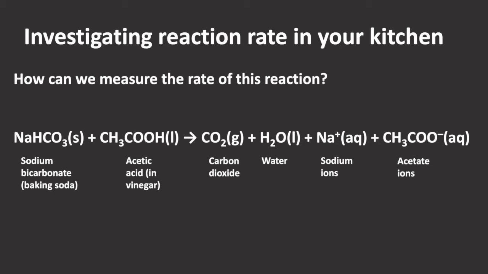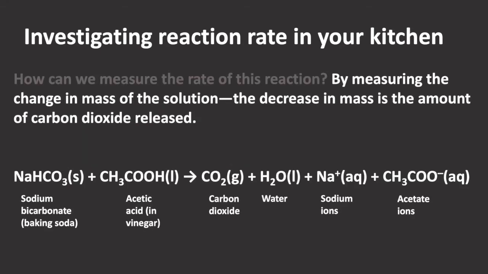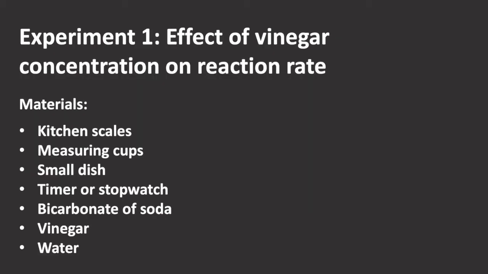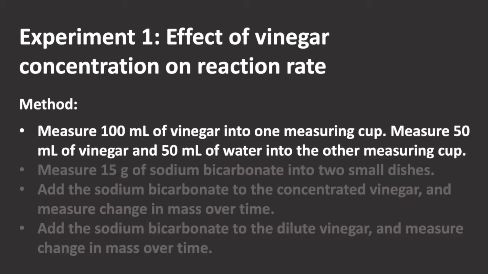First, I needed to find a way to measure the rate of this reaction. One of the products formed in this reaction is carbon dioxide, which is a gas. This product will bubble up out of the solution, which means that the decrease in mass of my solution equals the amount of carbon dioxide that's produced. In my first experiment, I wanted to investigate the effect of vinegar concentration on reaction rate. So for my experiment, I needed kitchen scales, 2 measuring cups, 2 small dishes, a timer or a stopwatch, sodium bicarbonate, vinegar, and water.